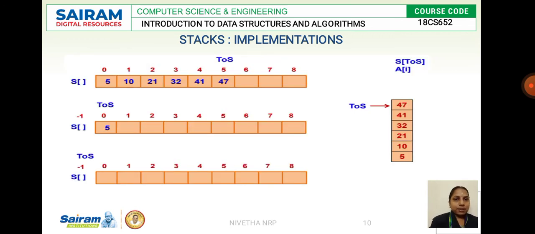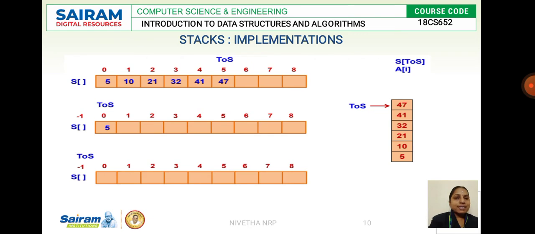Here is an example. I am declaring a stack size of 9 so that I can insert 9 elements in this stack. The same array concept we're using, stack of 0 to stack of 8. Since indexing starts from 0, the indexes run from 0 to 8. What are the elements I'm going to insert? 5, 10, 21, 32, 41 and 47 are the elements I am supposed to insert in the stack. Initially my top of stack will be -1 before inserting any element into the stack.